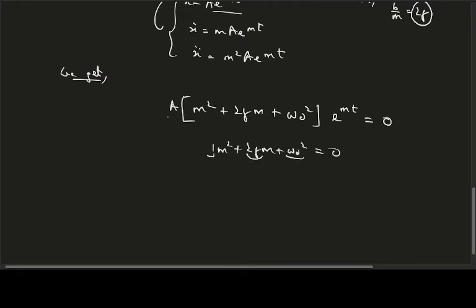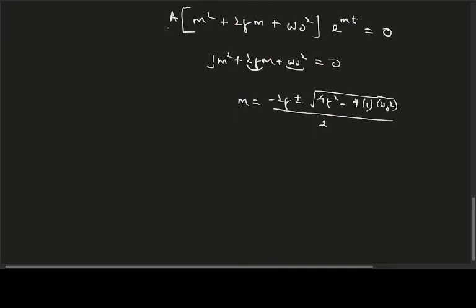So using the Sridhar-Acharya formula, the quadratic formula, we have to solve for m. That is minus b, here b is 2 gamma, so minus 2 gamma plus minus root under b square, that is 2 gamma square, that is 4 gamma square, minus 4ac, where a is 1 and c is omega naught square, whole divided by 2. So now you know why I took 2 gamma over here.